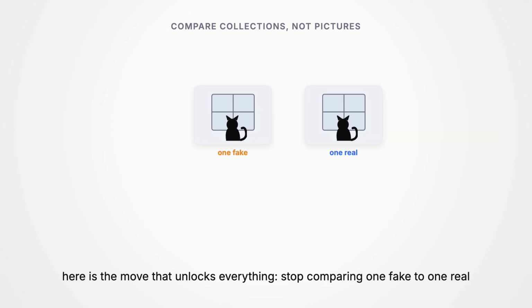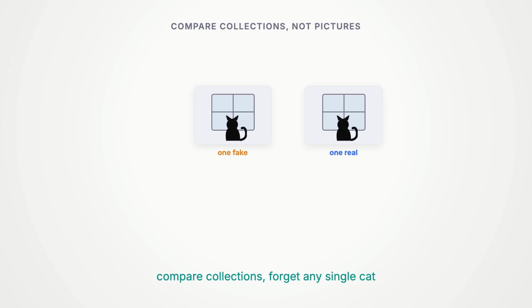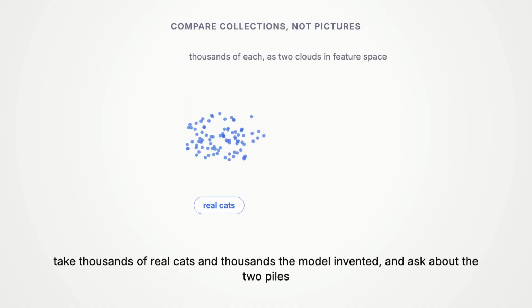Here is the move that unlocks everything. If you cannot compare one fake picture to one real picture, stop comparing pictures. Compare collections. Forget any single cat. Instead, take thousands of real cat photos and thousands the model invented and ask one question about the two piles as a whole. Does the pile of fakes look like it was drawn from the same place as the pile of reals? That word place is doing real work.